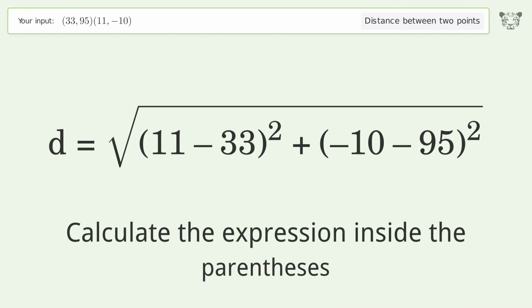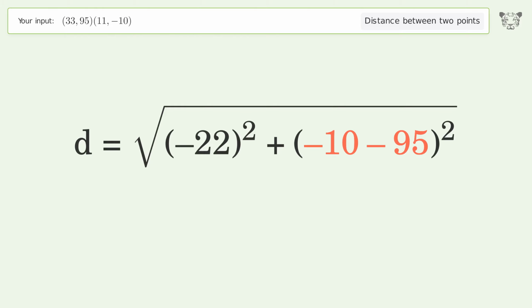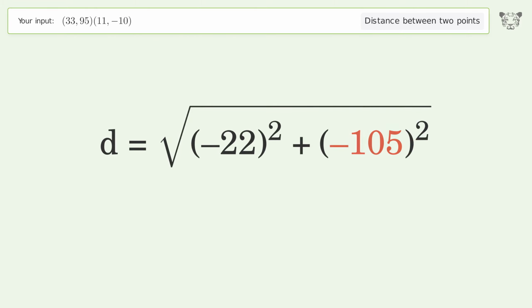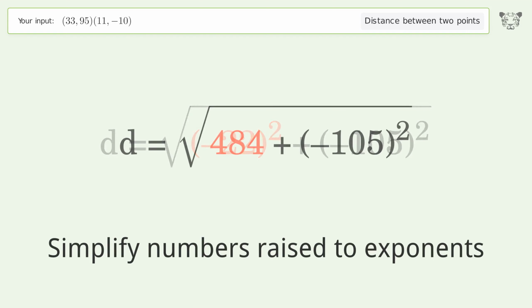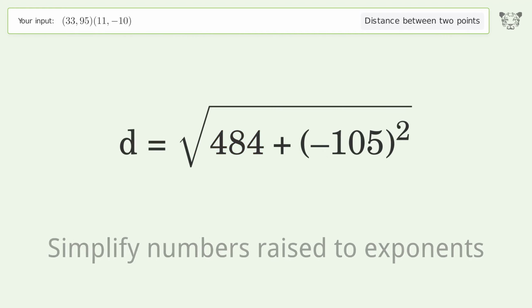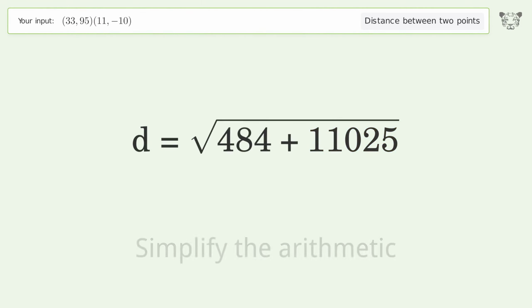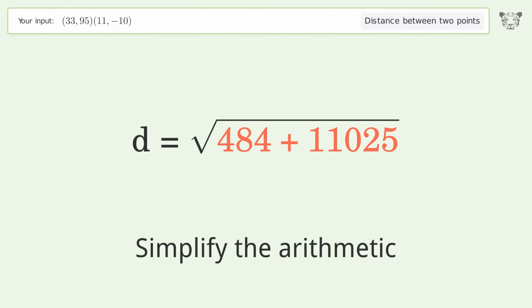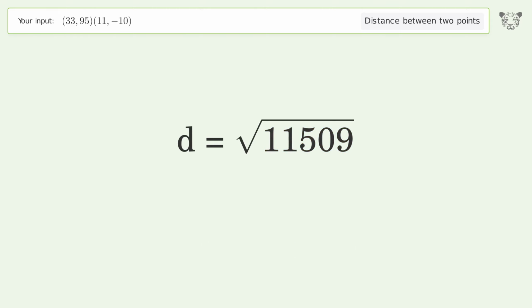Calculate the expression inside the parentheses. Simplify numbers raised to exponents. Simplify the arithmetic. And so the distance between the 2 points is the square root of 11,509, or 107.28.